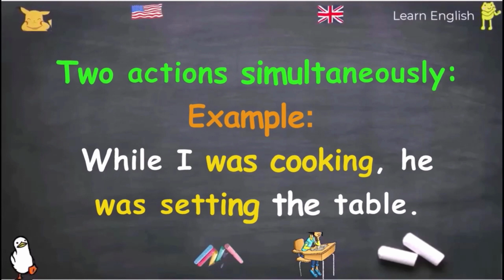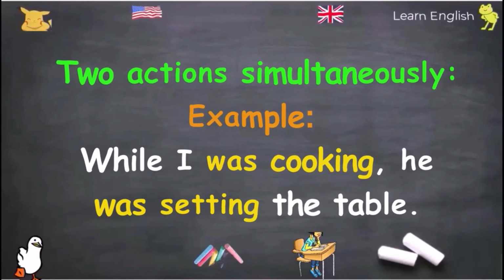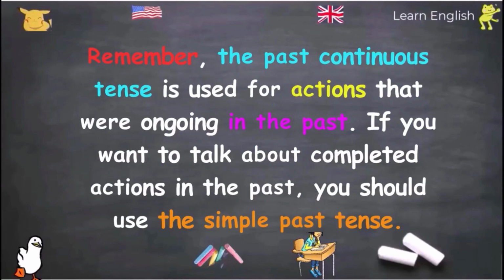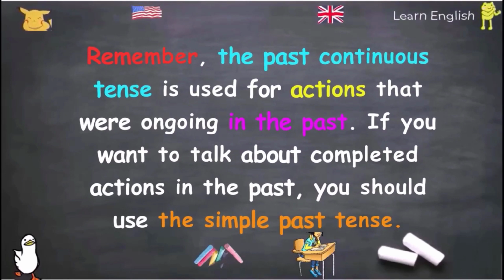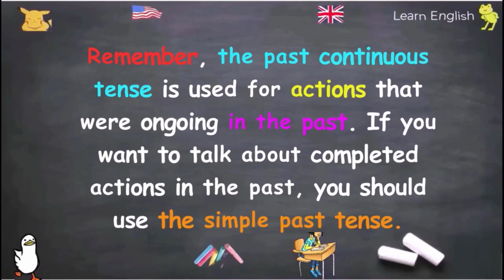Two actions simultaneously. Example: While I was cooking, he was setting the table. Remember, the past continuous tense is used for actions that were ongoing in the past. If you want to talk about completed actions in the past, you should use the simple past tense.